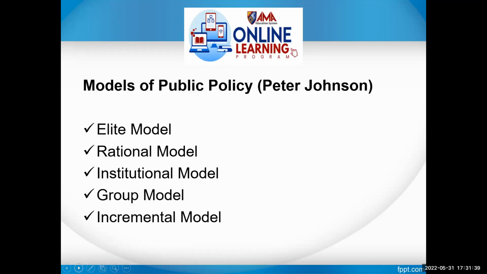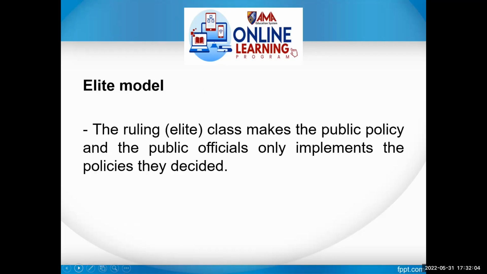So there are different or various models of public policy according to an author, Peter Johnson. So according to him, there are 5 models of public policy, namely elites, rational, institutional, group, and incremental model. So let us define one by one.